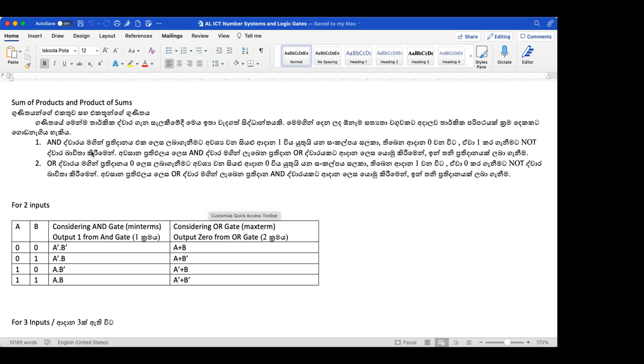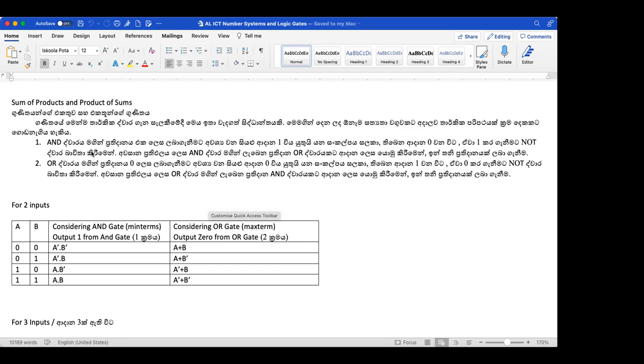I think you can remember the series connection of switches. All switches need to be turned on in order to get an output. Therefore, here, if all inputs are 1, then the output is 1.